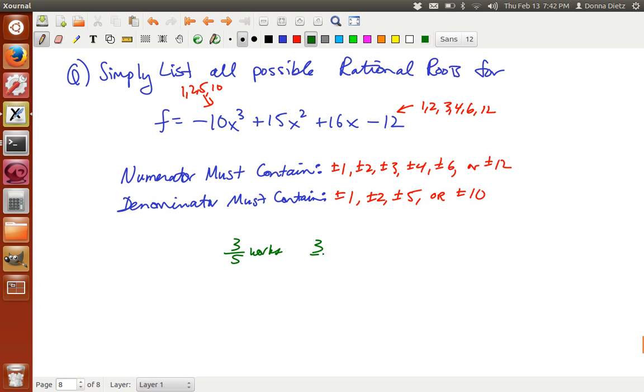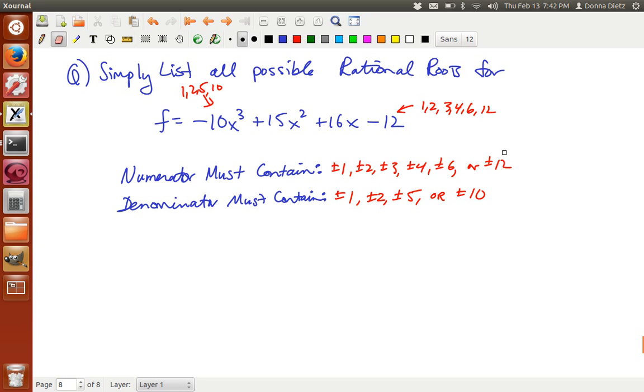Like 3 over 2 works. Minus 3 over 2 works. I don't mean works, I mean these are in your possibilities list. All these things are possibilities. 12 over 1. So anything that says numerator must contain, you can always pop it over 1. So that list is all good by itself.